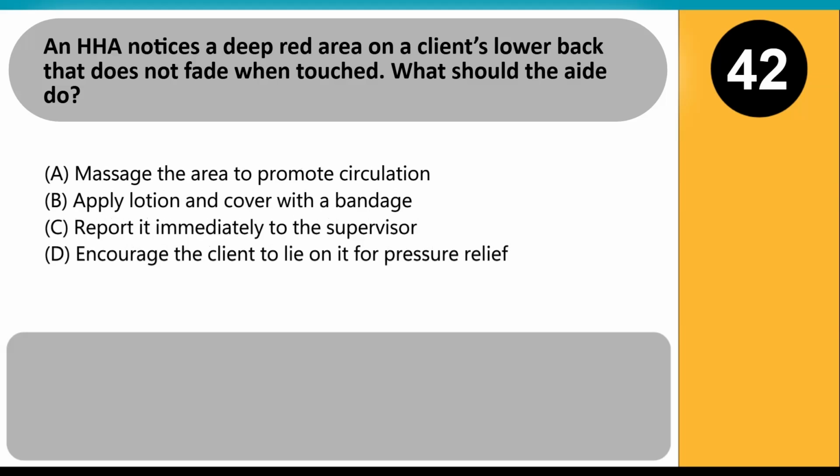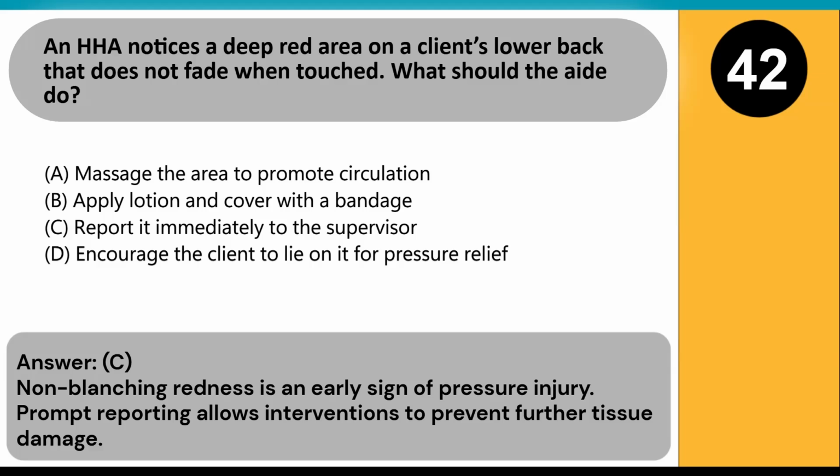An HHA notices a deep red area on a client's lower back that does not fade when touched. What should the aide do? A. Massage the area to promote circulation. B. Apply lotion and cover with a bandage. C. Report it immediately to the supervisor. D. Encourage the client to lie on it for pressure relief. Answer C. Non-blanching redness is an early sign of pressure injury. Prompt reporting allows interventions to prevent further tissue damage.